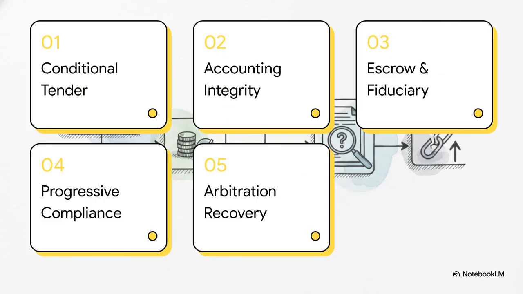So here's our roadmap for the explainer. We're going to cover 1. Conditional tender. 2. The accounting integrity issue. 3. Escrow and fiduciary protection. 4. Progressive compliance and assurance. And finally, 5. Arbitration and cost recovery. We'll walk you step by step from that very first accounting discrepancy all the way to an audit-ready arbitration resolution.